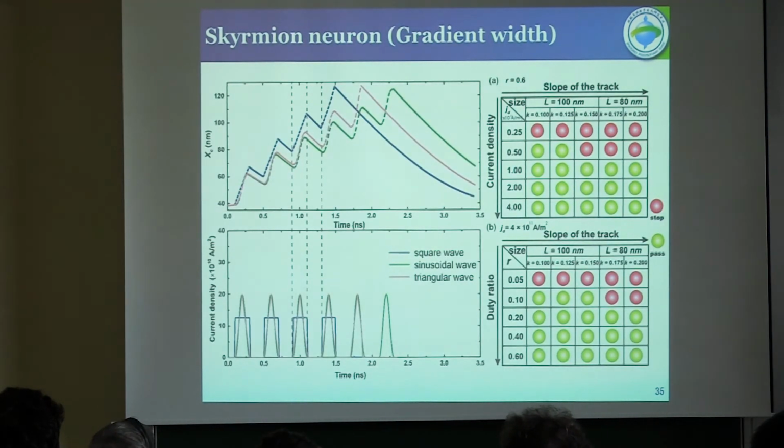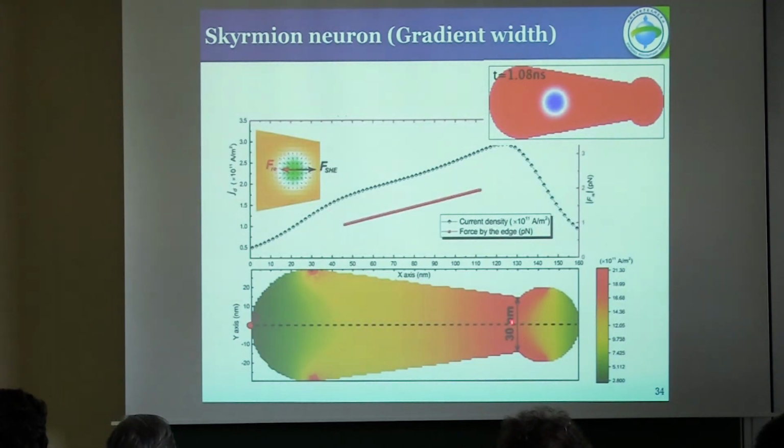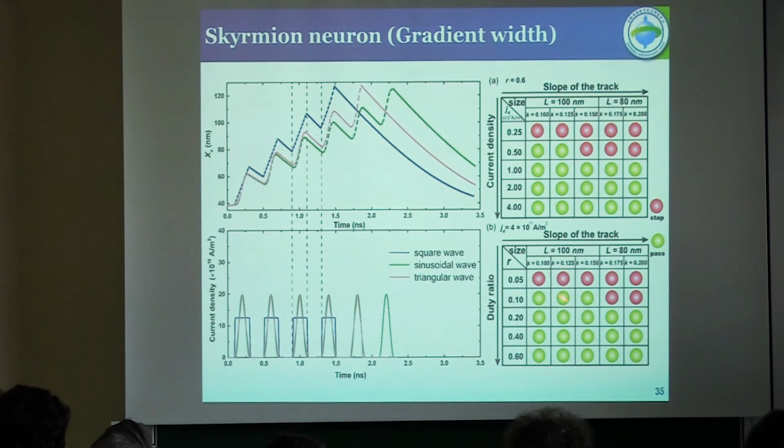Okay, in this case, we tried different modes of waves, like square, sinusoid, and triangular. You can see that there is an integrate behavior and there is a leakage behavior if the pulse is stopped. We studied all the behavior for different structures: L is the distance from here to here, and B is this width. You can see that the red circle is a stop, and this is a pass. So by using this method, it's much easier to make a working neuron using Skyrmion.